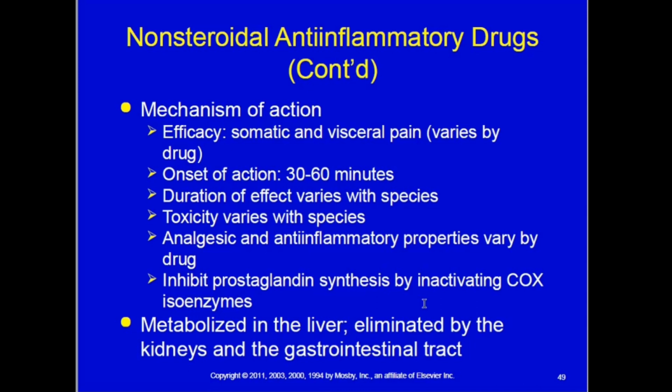They basically inhibit the prostaglandin synthesis by inactivating the cyclooxygenase isoenzymes. Some are COX-1 and some are COX-2 inhibitors. They are basically metabolized in the liver and eliminated by the kidneys and the GI tract.